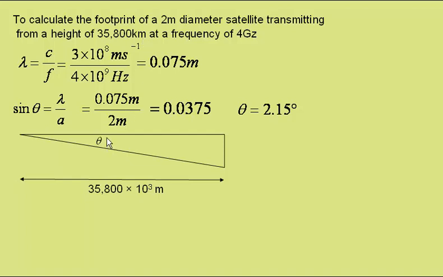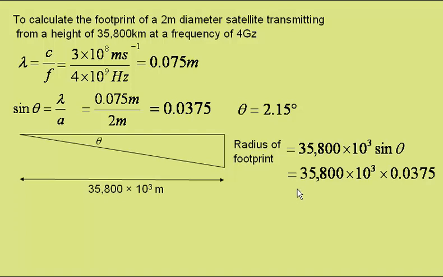Because theta is small and actually less than 5 degrees, we can assume that the hypotenuse and the opposite are effectively the same length of 35,800 times 10 to the 3 meters. This then, our opposite side, is the radius of the footprint. Rearranging the equation sine theta equals opposite over hypotenuse gives us opposite equals hypotenuse times sine theta, or 35,800 times 10 to the 3 meters times sine theta.